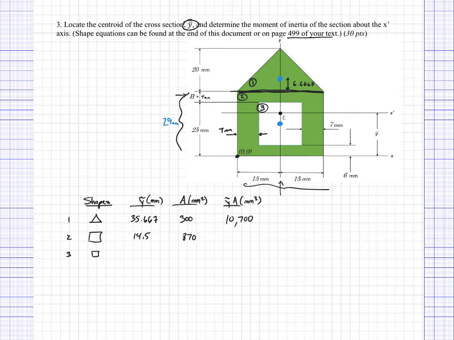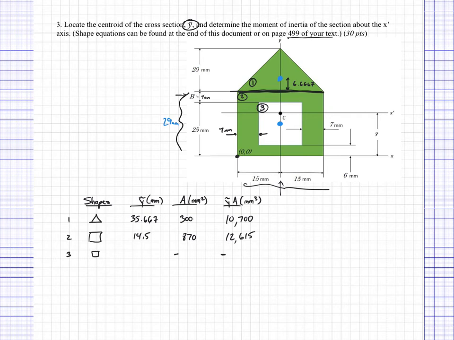So I'm going to take that 870. I'm going to multiply by 14.5, and I'm going to get 12,615. Okay? And then the last but certainly not least, I need to get this little rectangle. And remember, it's going to have a negative area, and that's going to give it a negative number right here. So if you remember to put those in there, that can help save you a little bit of grief later on.